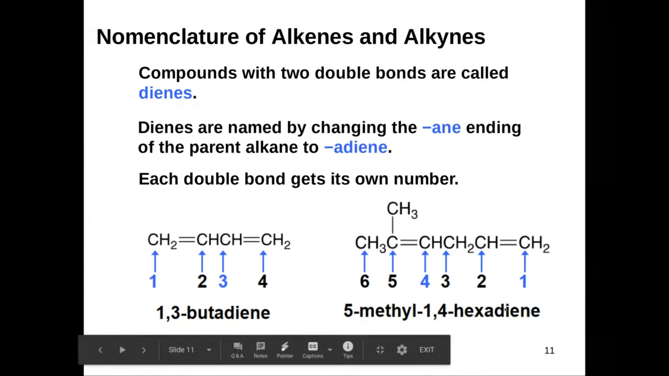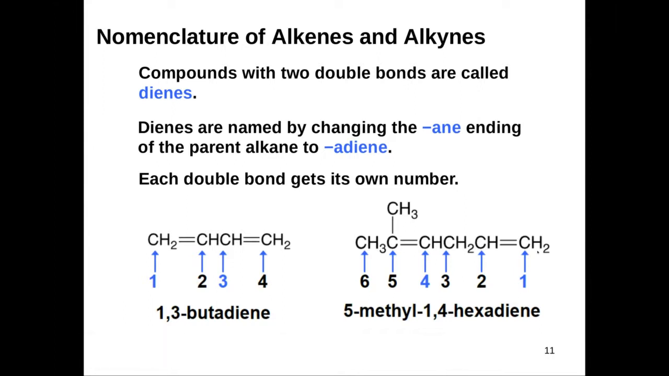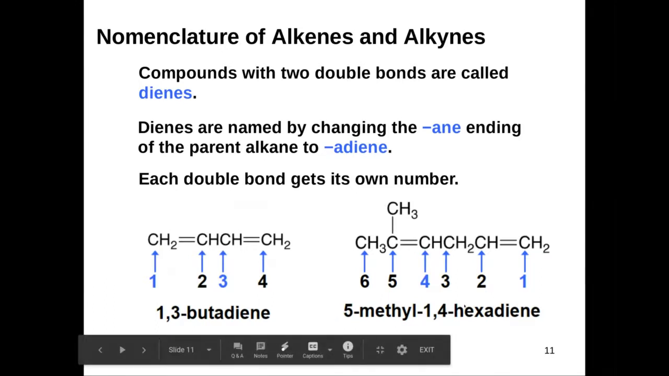So 1,4-hexadiene. Again, hex, 6 carbon chain. Diene, I have 2 double bonds, and the 1, 4 tells me at carbon number 1 and carbon number 4, that's where the double bonds have to be. And then finally, I have a methyl group coming off carbon number 5. So 5-methyl 1,4-hexadiene.